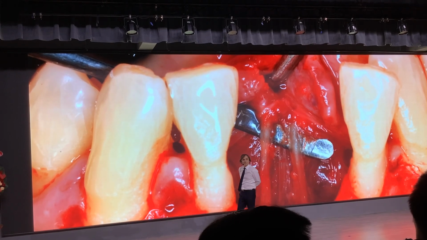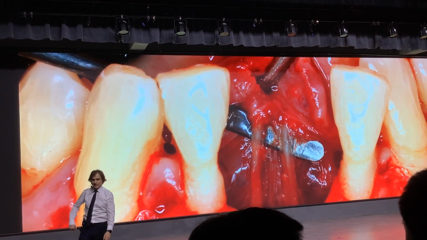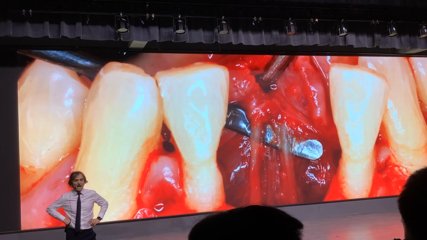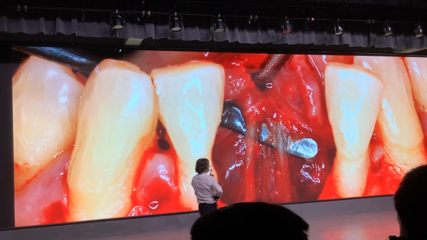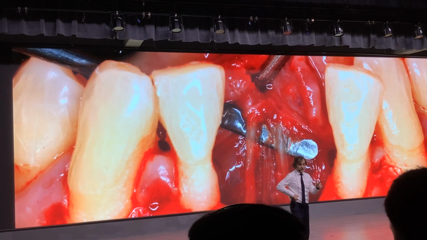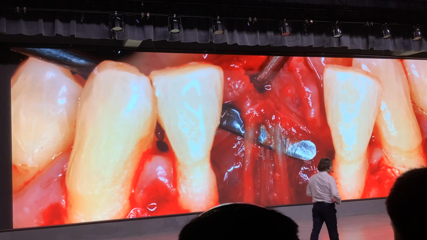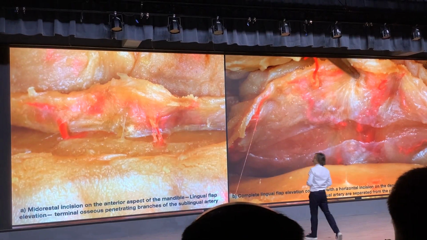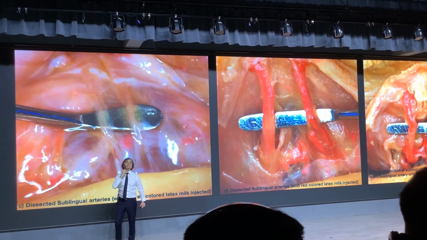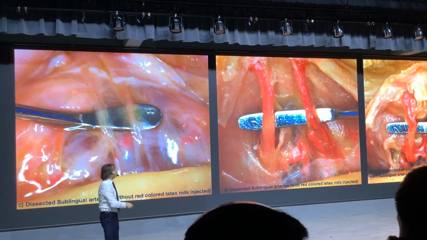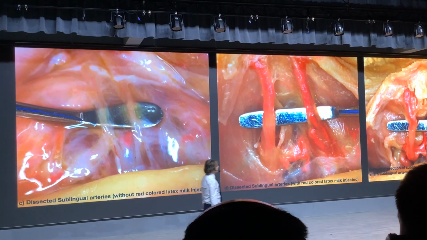What is that? I sent this picture to the anatomist in the university. I asked the anatomist, what is this? He says, I don't know. This can be the Wharton duct or the real terminal branch. Which one is it? Let's take a look. Let's prepare the cadaver. This is what I want to know. Then we started to inject from the carotid artery. And we found it's an artery. It's the terminal artery.